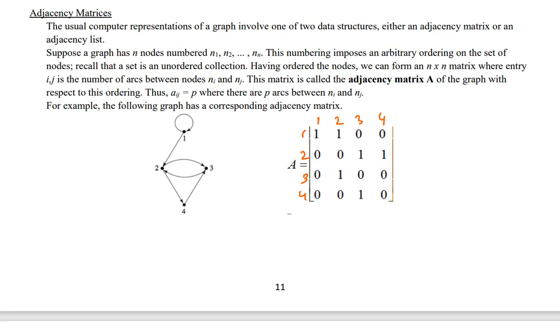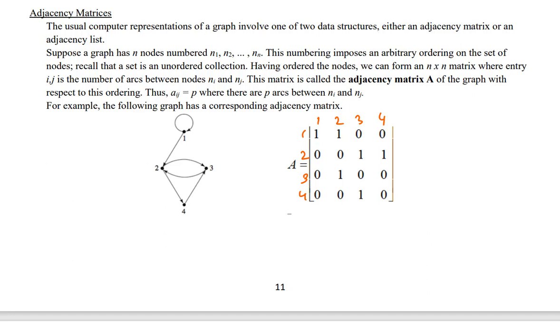And then how about from 2 to 1? There isn't. Since it is a directed graph, we don't have a connection between 2 and 1, just 1 to 2, but not 2 to 1. So therefore you have a 0 here. How about from 2 to 2? No loop. 2 to 3, yes, so therefore you have a 1. 2 to 4, yes. And so on.